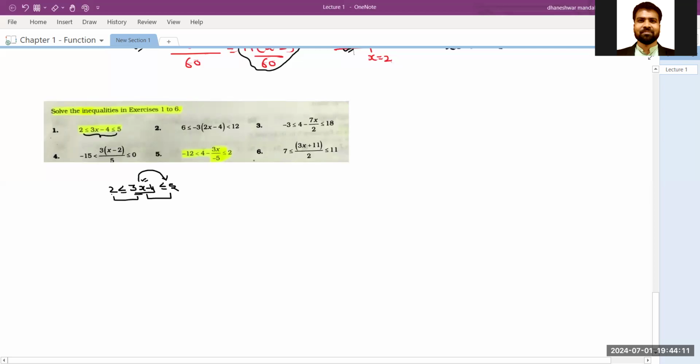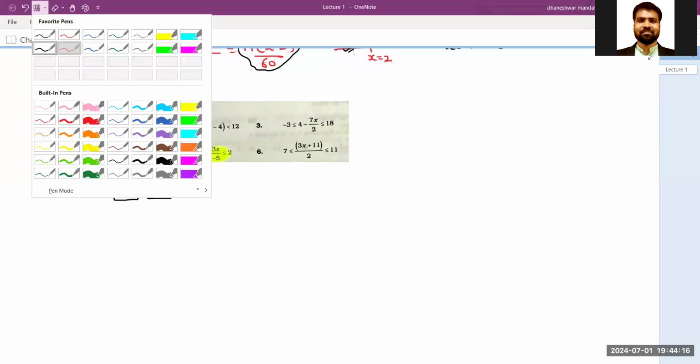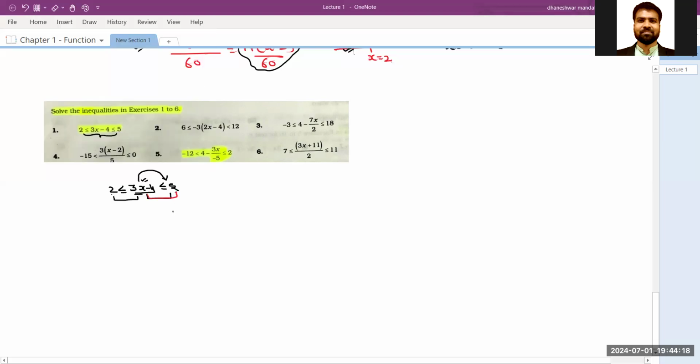So if we have both side inequality, then we have to solve both inequalities separately. So if I am going to solve this inequality, then from here I have this term. It means x is less than equal to 3. If x is less than equal to 3, then in real number line, I can write this solution in this way. Minus infinity to 3 is there.